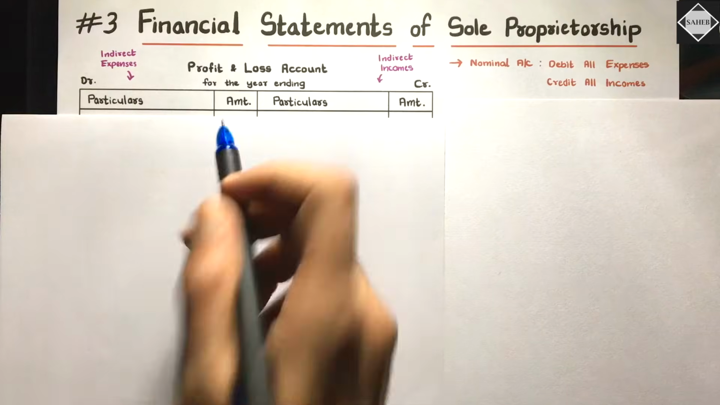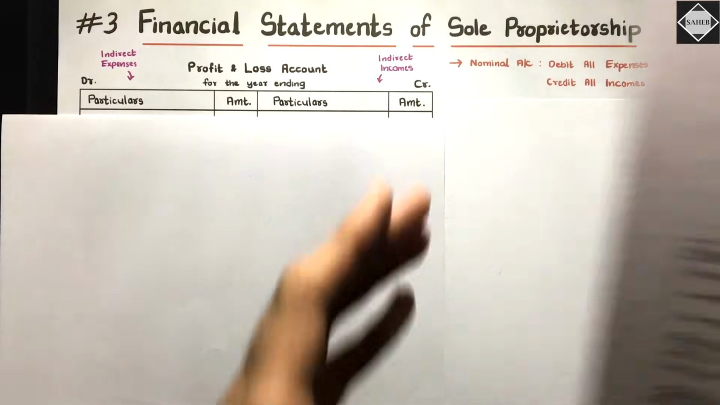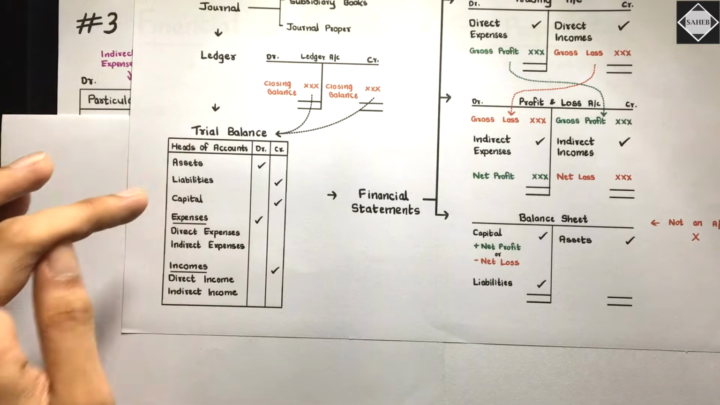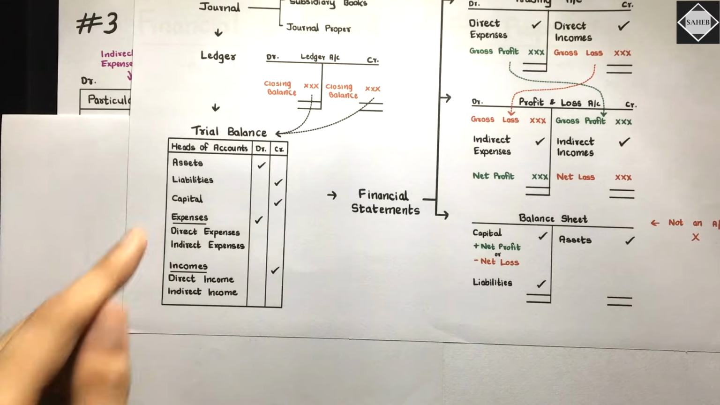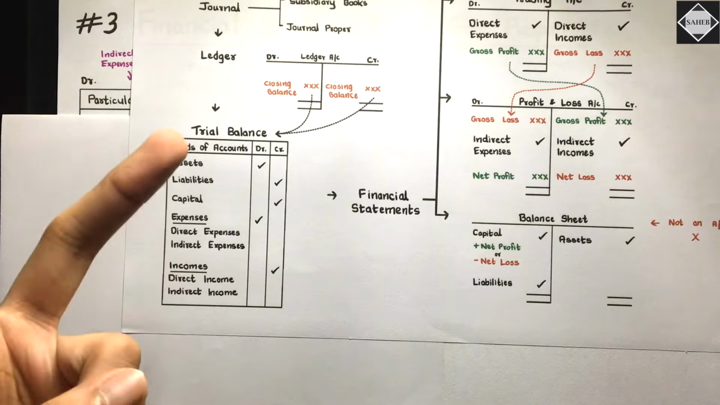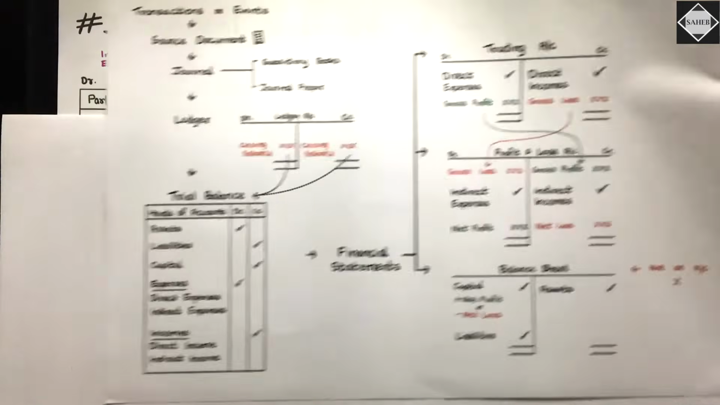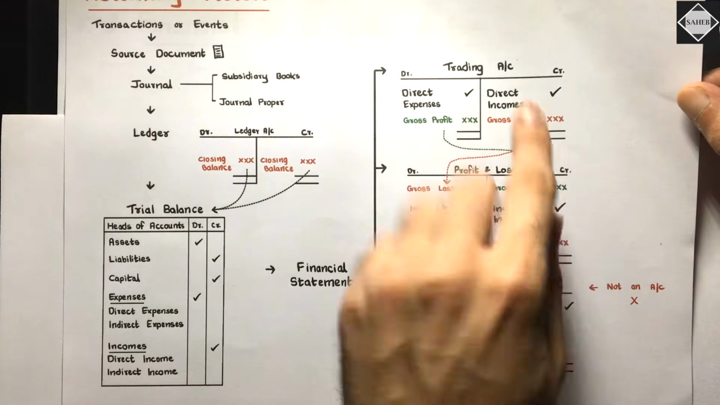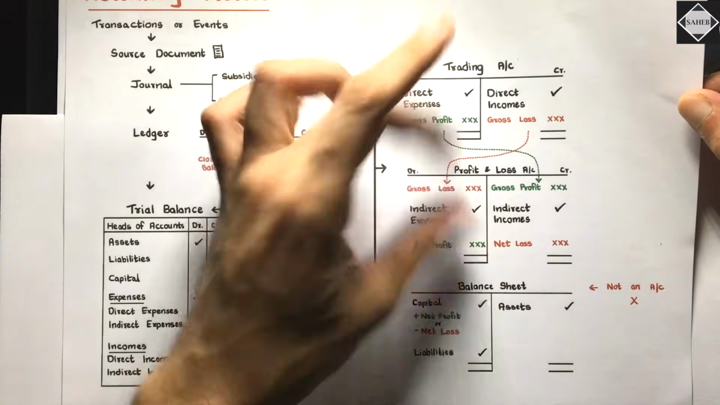Now, how are we going to prepare this? It's really simple. First, you have to connect the two things. Then only you will get to know the overall performance of the business. See here, from the trial balance we started preparing financial statements. In the trial balance we have assets, liabilities, capital, expenses, and incomes. I told you expenses you have to break, incomes also you have to break in your mind, into direct and indirect. So direct expenses and direct incomes went into the trading account. You got gross profit or gross loss. Then you have to prepare the profit and loss account. So you have to connect the trading and profit and loss account.